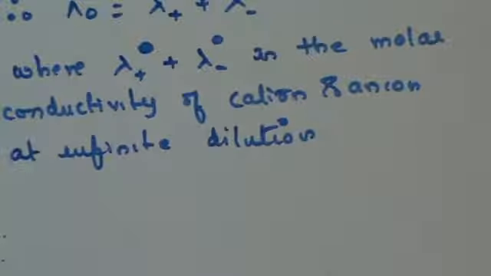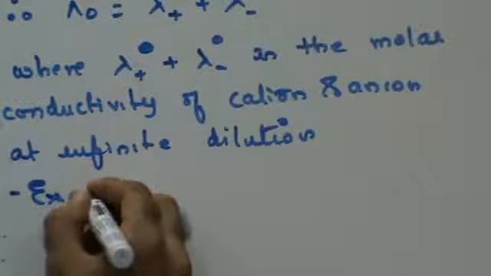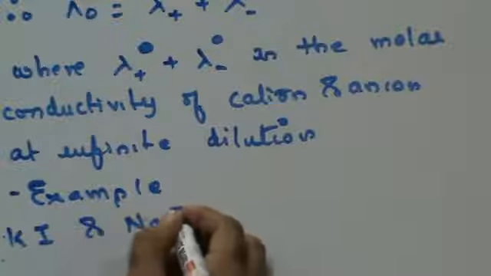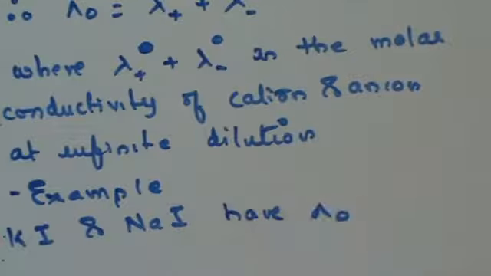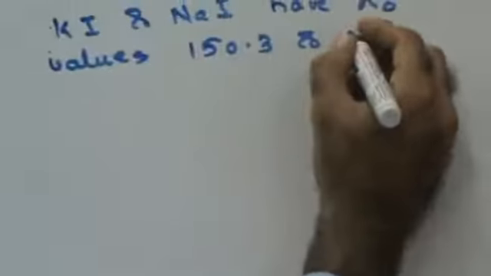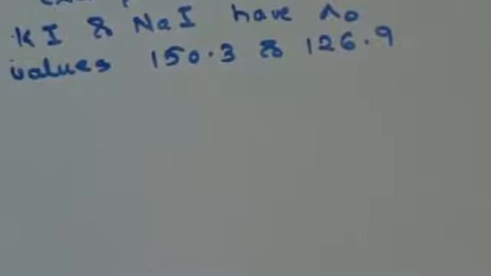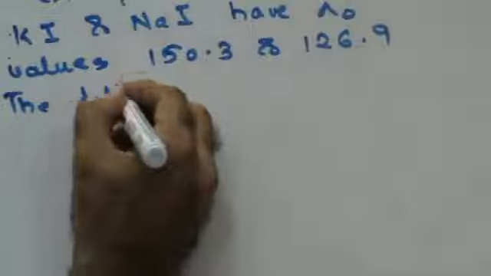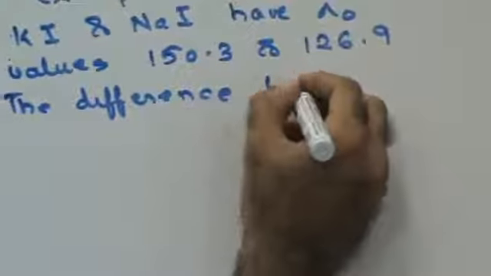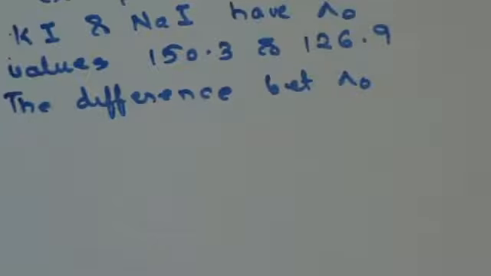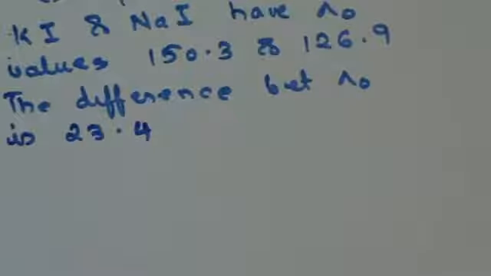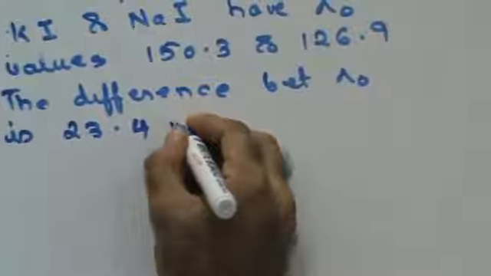Right? Now let's try to explain this with the help of an example. Let's consider potassium iodide and sodium iodide. Potassium iodide and sodium iodide have molar conductivity at infinite dilution values as 150.3 and 126.9. Right? Now what does that mean? The difference between their molar conductivities at infinite dilution is 150.3 minus 126.9, which gives you 23.4, right?